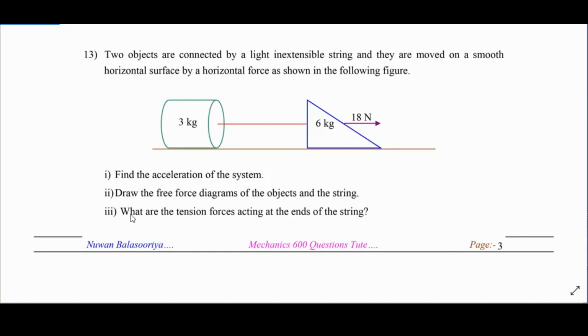Right. Thank you. Two objects are connected by a light inextensible string and they are moved on a smooth horizontal surface by a horizontal force as shown in the following figure. Find the acceleration of the system. That is a very simple question. We can find the acceleration at once. Look at the board. Let me draw the figure.